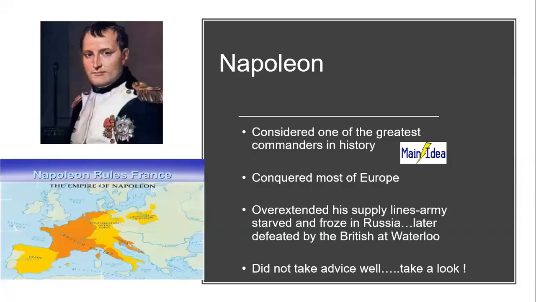As you can see, Napoleon was considered one of the greatest commanders in history. He had conquered most of Europe, but he basically went too far. He went too far in Russia. Even though he captured Moscow, he basically went too far, and his army just overextended itself and froze to death. Later on, he was defeated by the British at Waterloo. So Napoleon basically just overdid it.